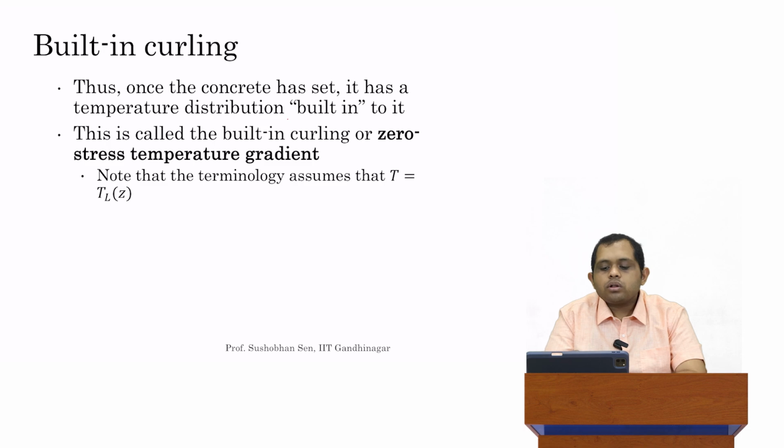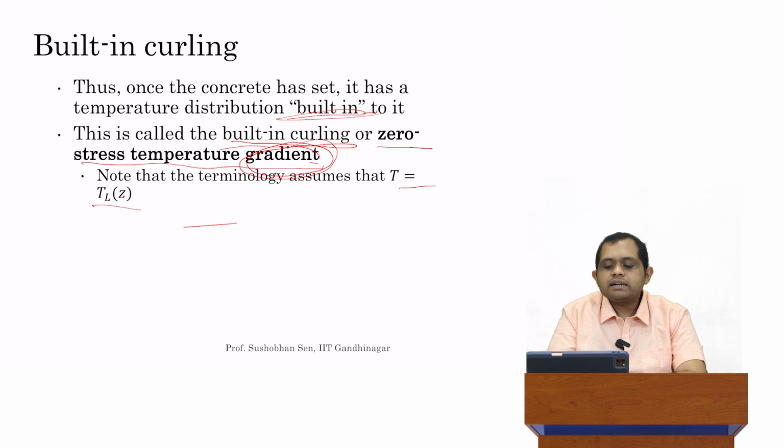Okay, so once the concrete has set, it has a temperature distribution built into it. And this temperature difference is called built-in curling. Now, in India and some European countries, this has a slightly different name. It means exactly the same thing. It's sometimes called zero stress temperature gradient. So it is a temperature gradient. When it says gradient or difference, it's instantly assuming that some linear temperature distribution has been built in.